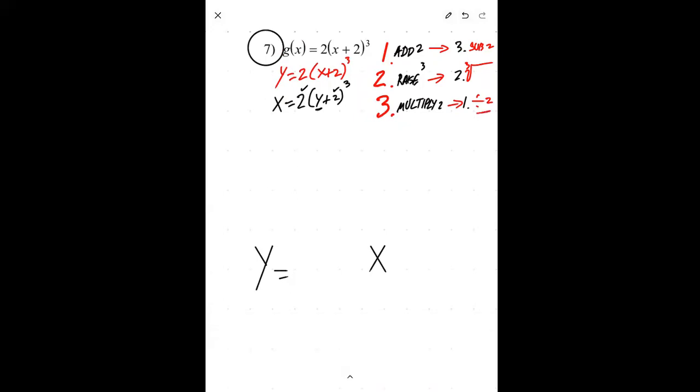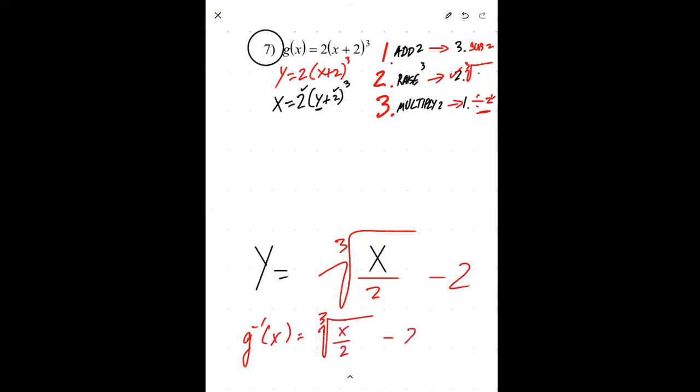The first thing that I'm going to do is divide x by 2. Bam, that's done. Check it off. Next, I'm going to take the cube root of all of this stuff, so I'm going to put it in a cube root. It's done. And then I'm going to subtract 2 from it. And we are finished. Well, almost finished. We just have to write the notation. And we're done. That's it.